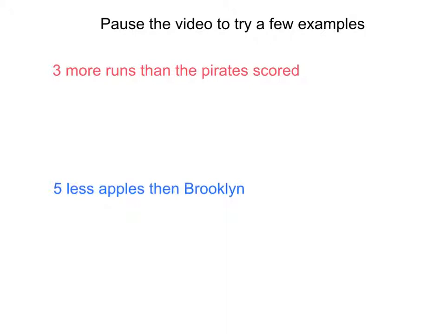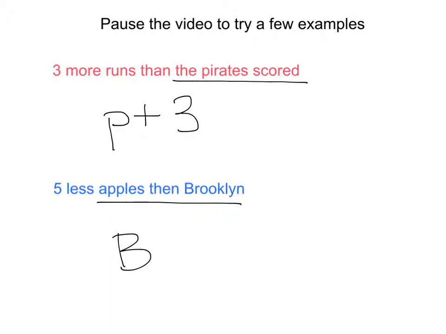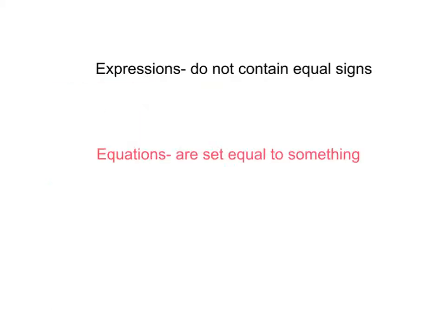The first example says 3 more runs than the Pirates scored. So you want to identify a variable for what the Pirates scored, so let's just make it P, and then it's 3 more than that. The next example, 5 less apples than Brooklyn. So we're going to represent the apples that Brooklyn had with B, and we want 5 less than that.